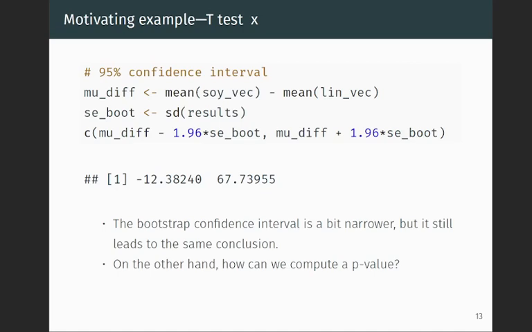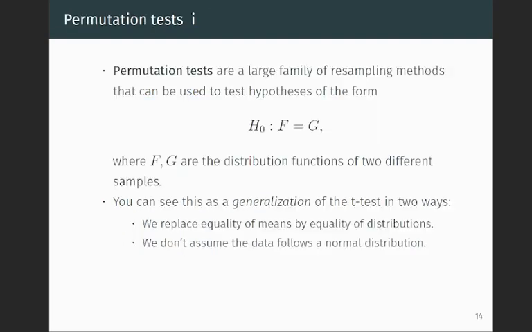So using bootstrap, we can compute a confidence interval that doesn't rely on the normality assumption. But the question remains, how can we compute a p-value out of this? Well, you could invert confidence intervals, and that's a topic that we'll explore in the practice problems. But in this lecture, we're going to focus on a different resampling technique called a permutation test.